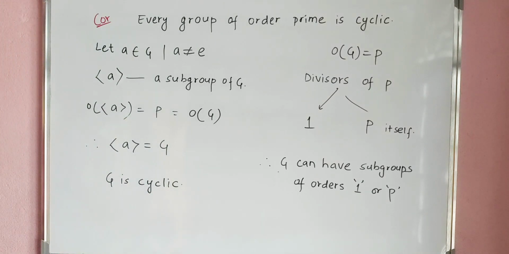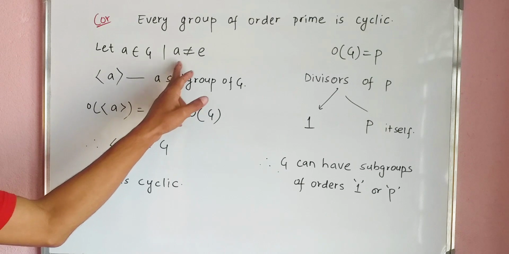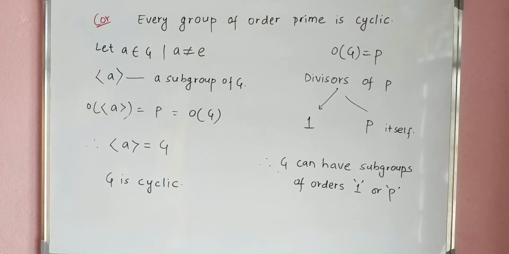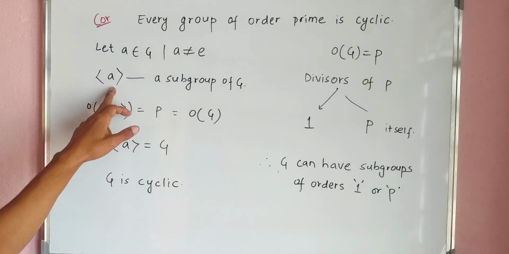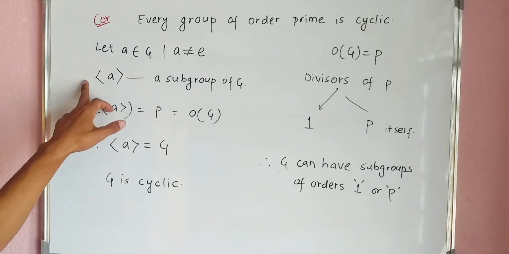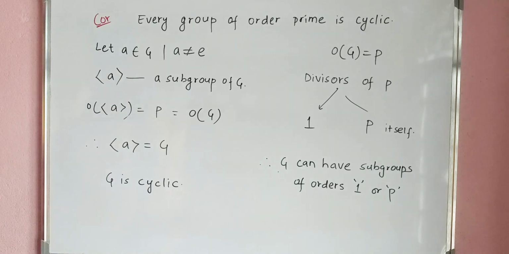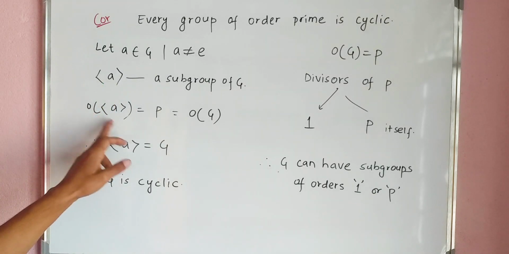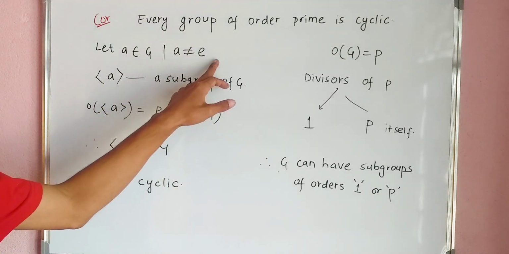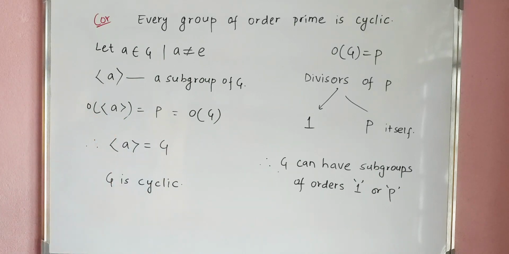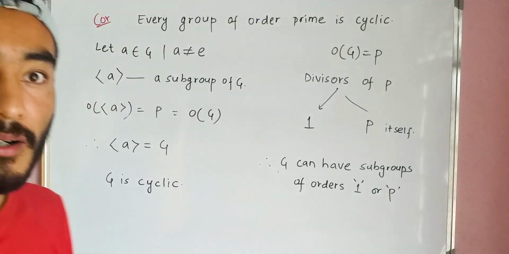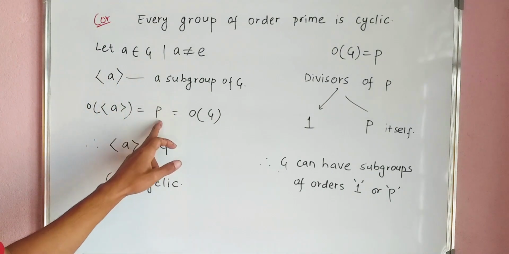Now consider an element a of G that is not the identity element. Next we consider the subgroup generated by a. This cyclic subgroup generated by a is a subgroup of G. Now, what is the order of this subgroup? Because a is not e, the order of this subgroup cannot be 1. So, the order of this subgroup must be p.